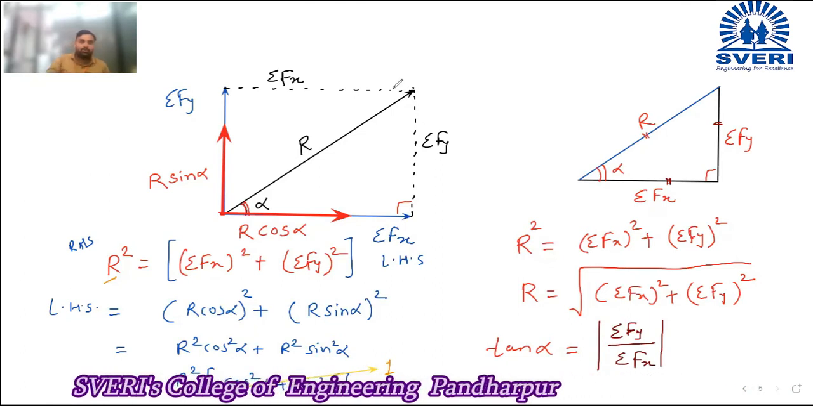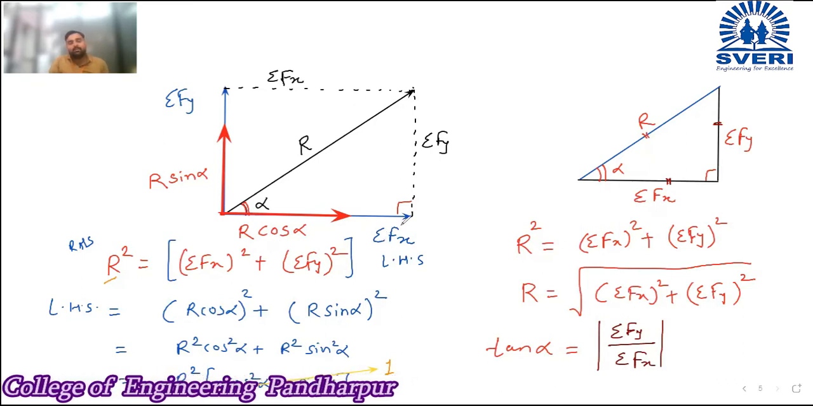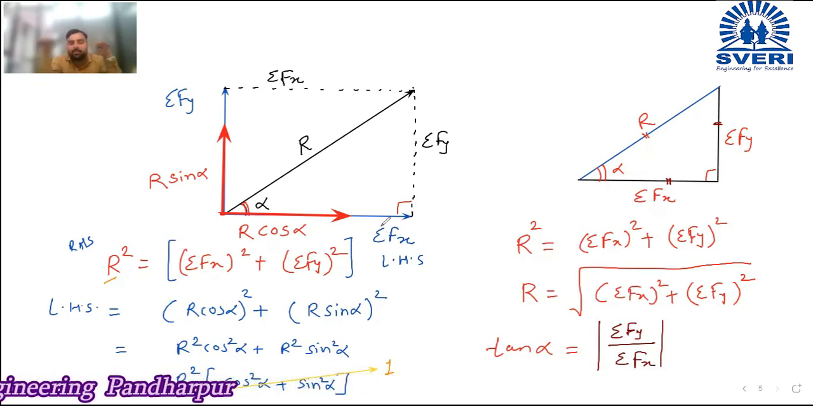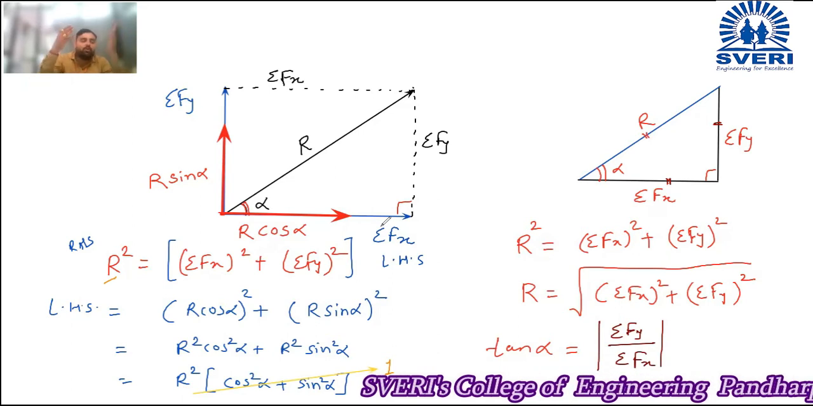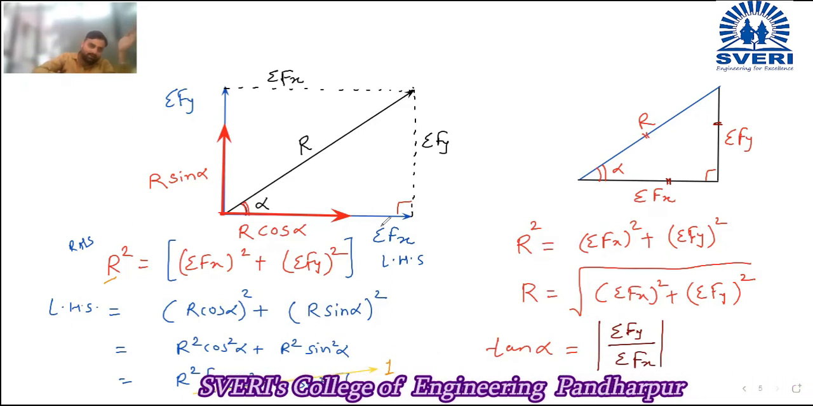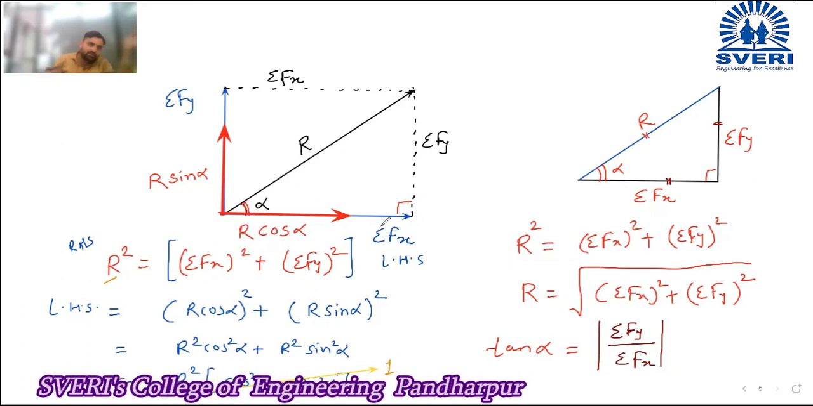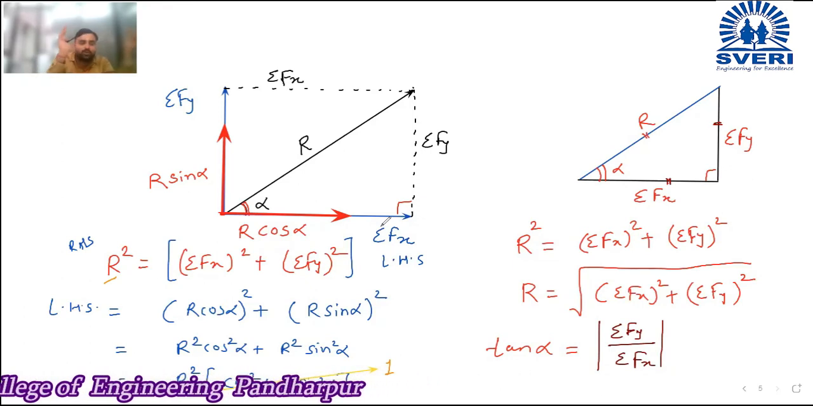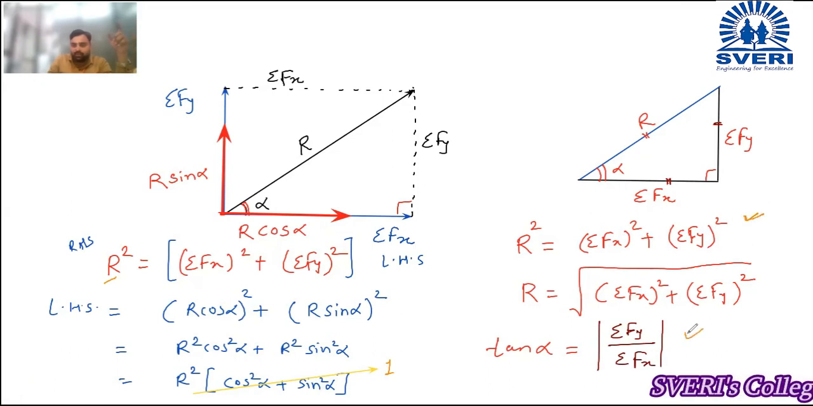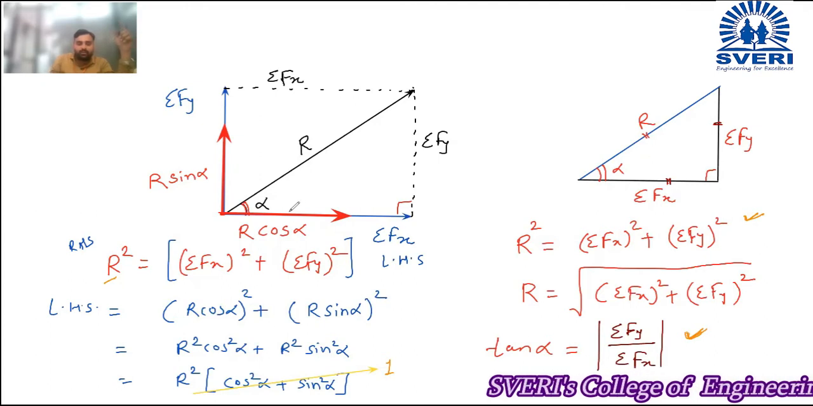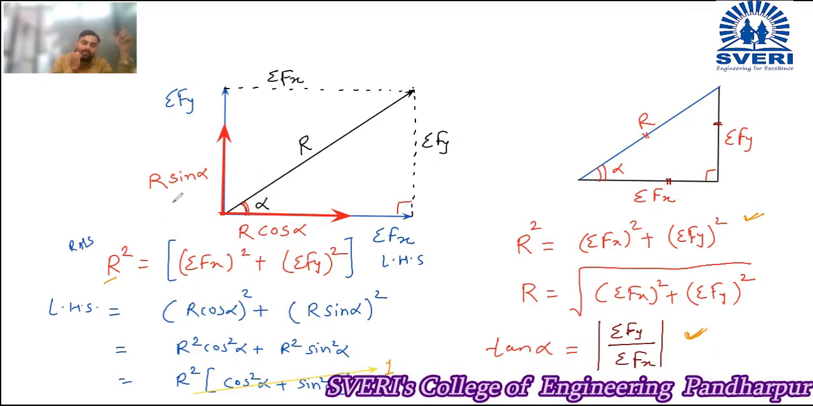Okay, so in other words, we can say that this summation fx means what? Sum of all the forces parallel to x-axis. That is nothing but in other words, we can also say that summation fx must be equal to r cos alpha. That is the x component of resultant. And summation fy means what? Sum of all the forces parallel to y-axis. So in other words, summation fy is nothing but the y component of resultant. So this is the basic information. Now this formula is required to solve the numerical, and this concept is also required: r cos alpha and r sin alpha.